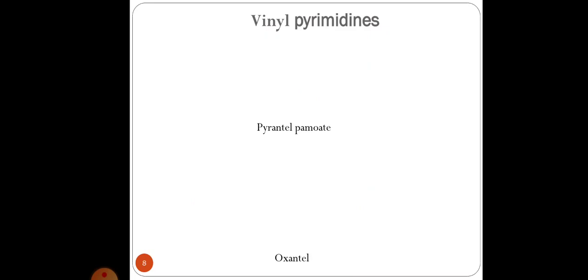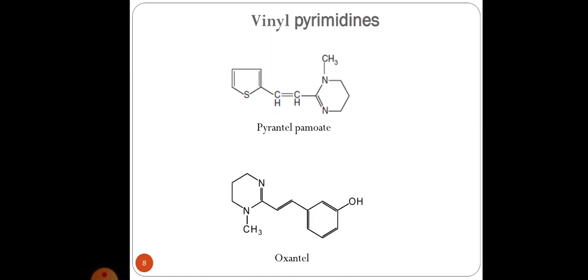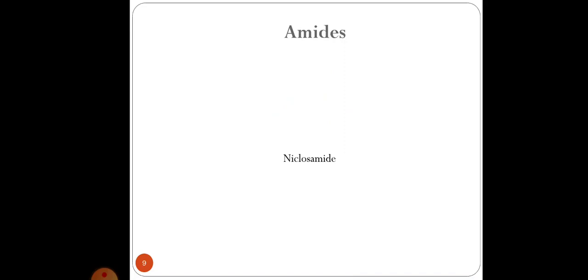Next class is vinyl pyrimidines. The parent moiety present in these compounds is pyrimidine. Examples include pyrantel pamoate and oxantel. This is the structure for pyrantel pamoate, and this is the structure for oxantel. Next class, amides. Example, niclosamide. This is the structure for niclosamide.